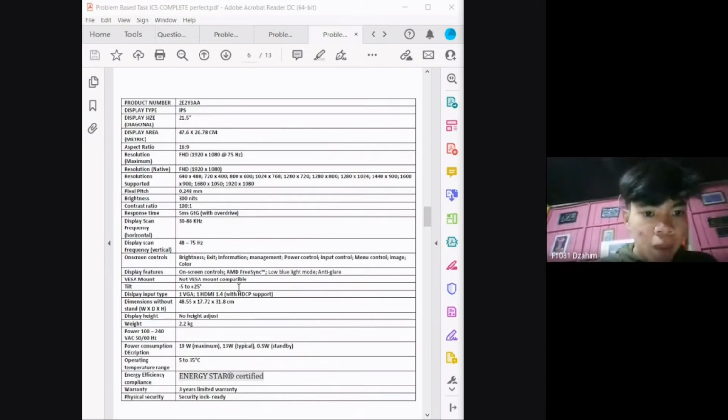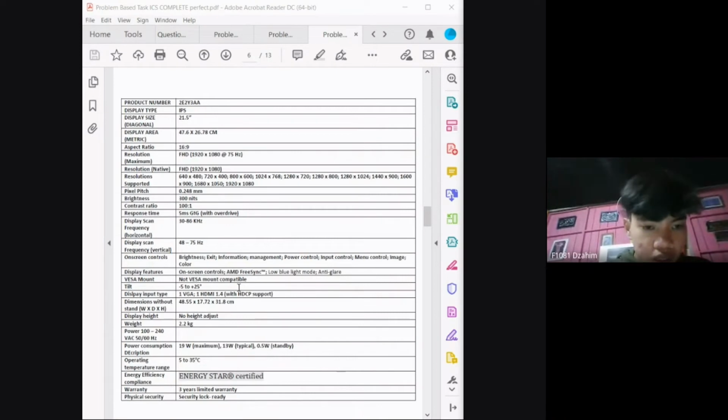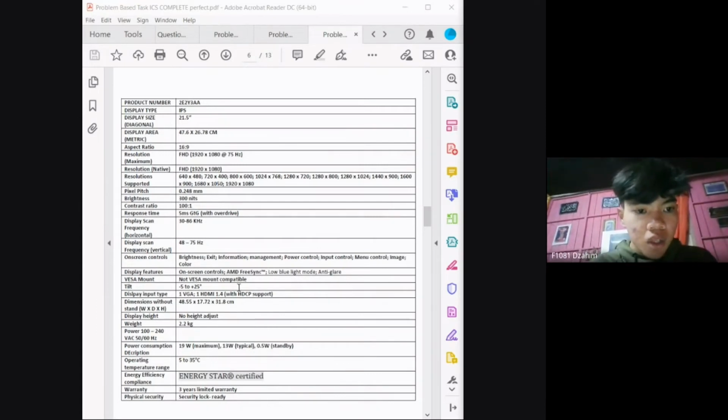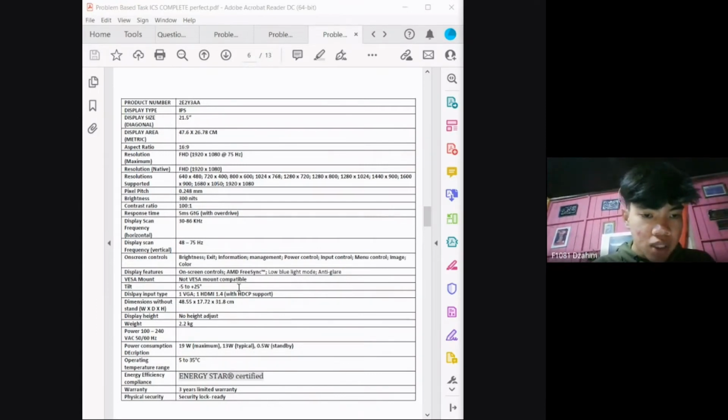The pixel pitch is 0.248 mm. The brightness is 300 nits. The contrast ratio is 1000 to 1. Response time is 5 ms GTG with overdrive. Display scan frequency horizontal 30 to 86 kHz. Display scan frequency vertical 48 to 75 Hz.